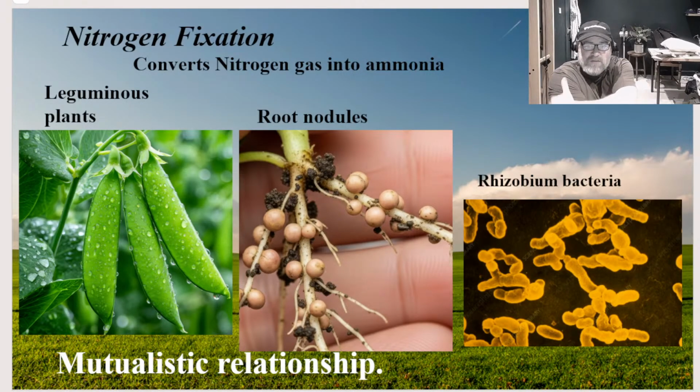During this process, it can happen in a couple of different ways. This is one way: leguminous plants such as pea plants have these nodules. Check out these round balls on the roots. These are nodules, and that is where bacteria live. An example of bacteria that do this is Rhizobium. They live in these root nodules and they take N2 gas from the air and turn it into ammonia. Hopefully you know the formulas of these things.